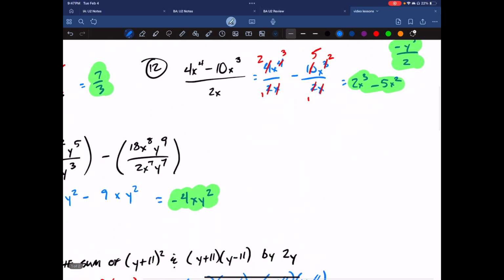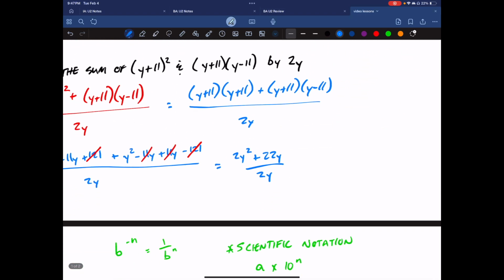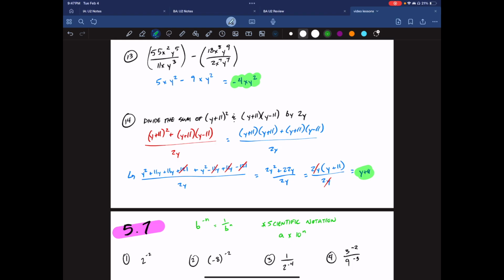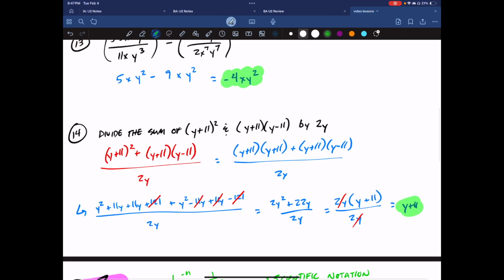And now this looks very similar to what we did on number 12. Again, you can do this straight up, or you could separate it. So let's take a 2y out of the top. If we do that, we're left with y plus 11 all over 2y. These go away. And my final answer is y plus 11. Okay, so once again, this complicated thing turns out to be something simple in the end, and that is quite satisfying. So, I hope this helps. I look forward to seeing you in class to talk about it.